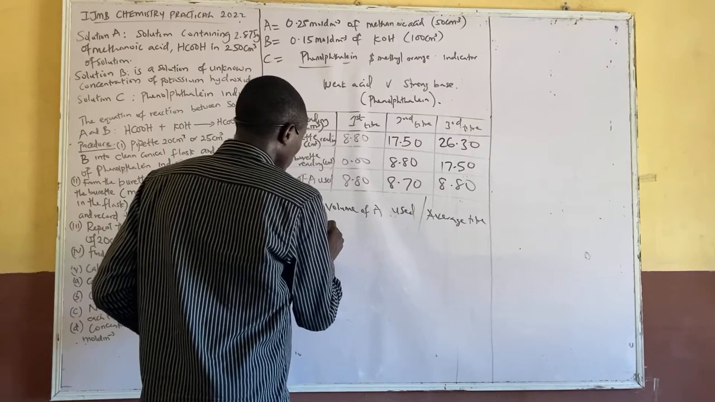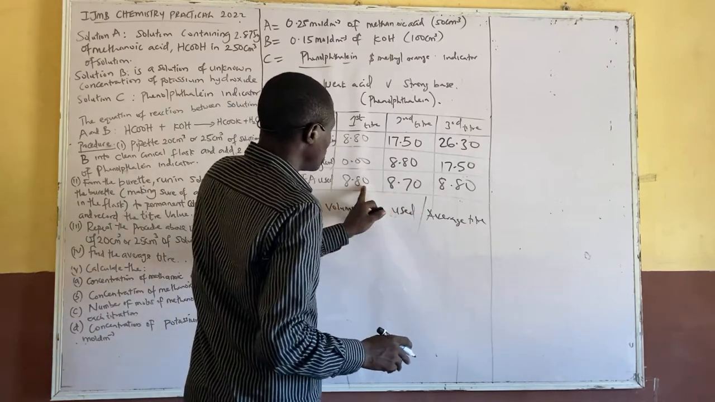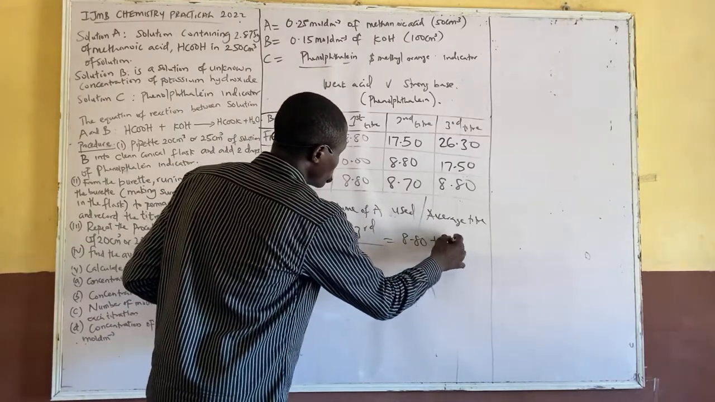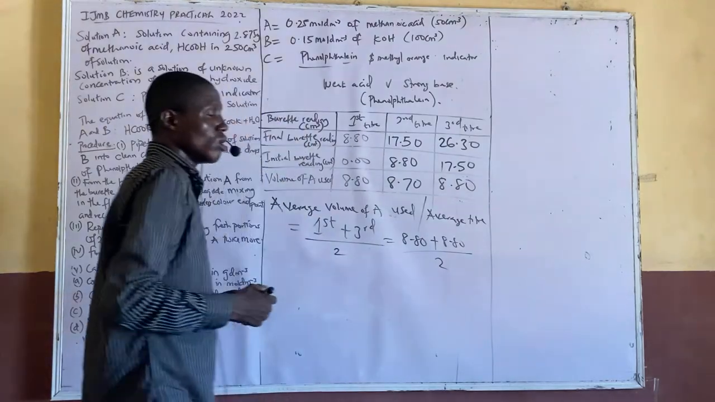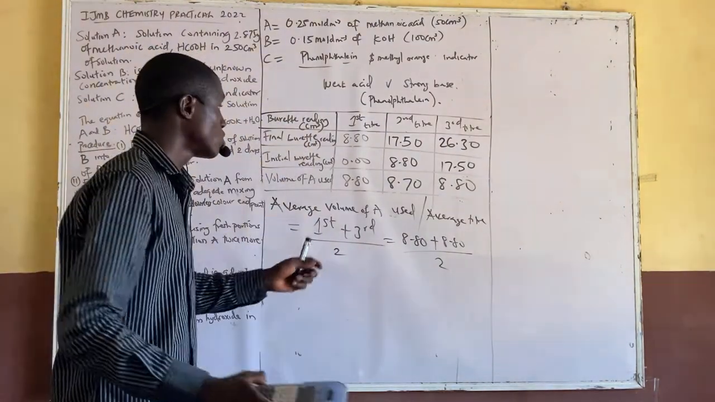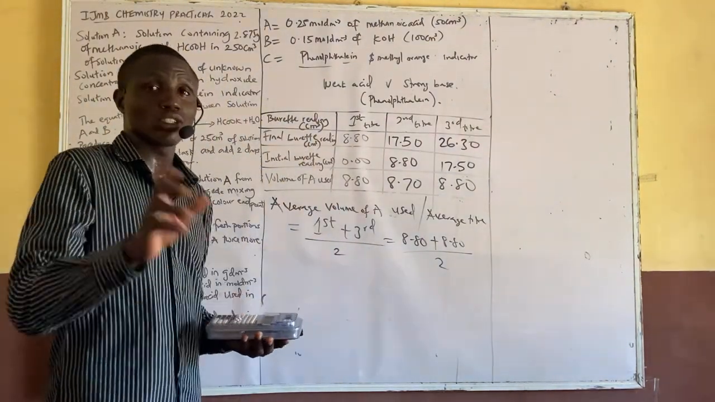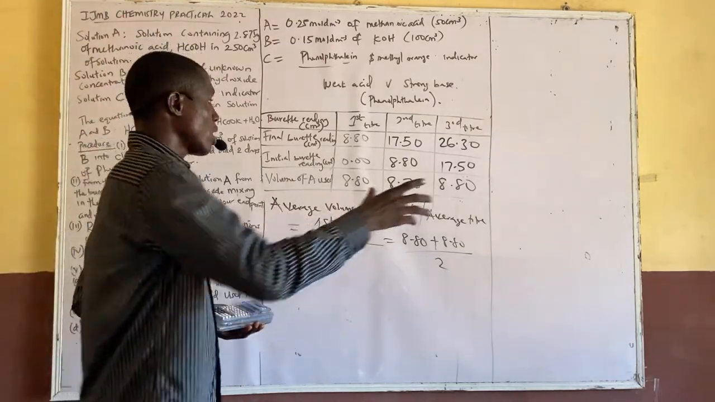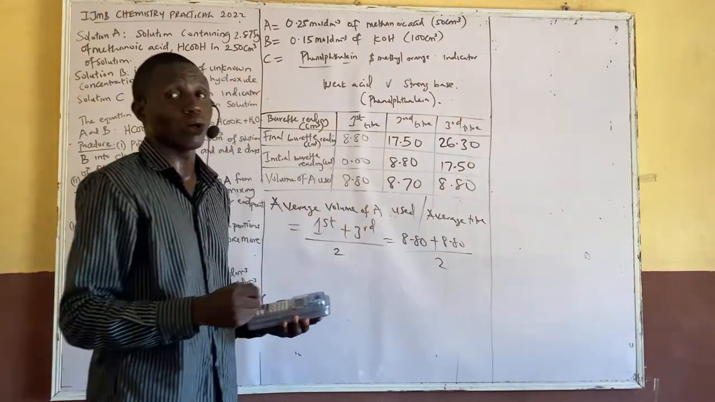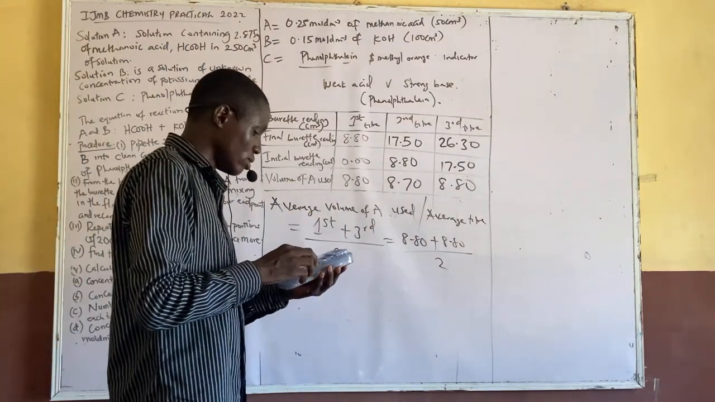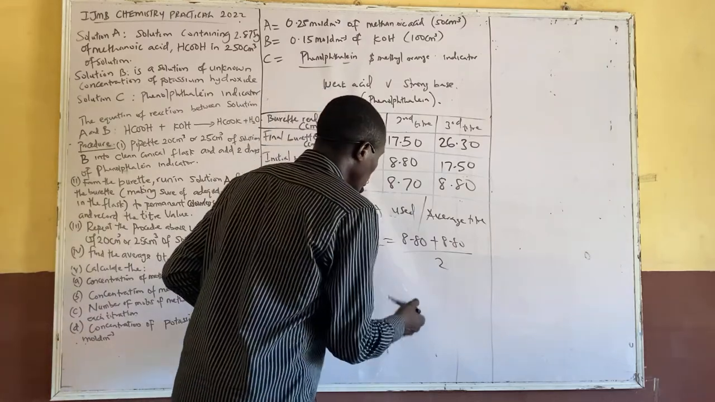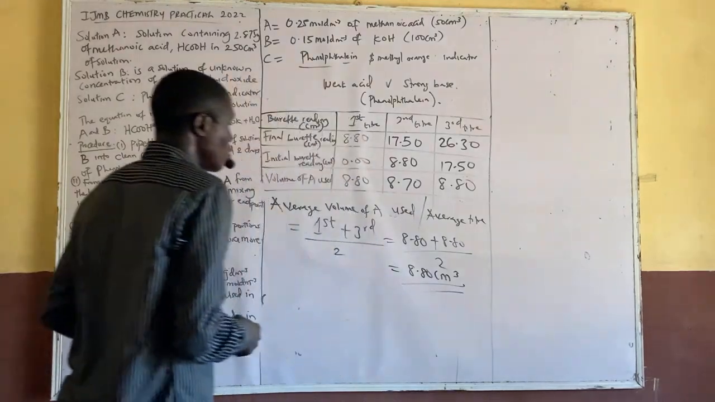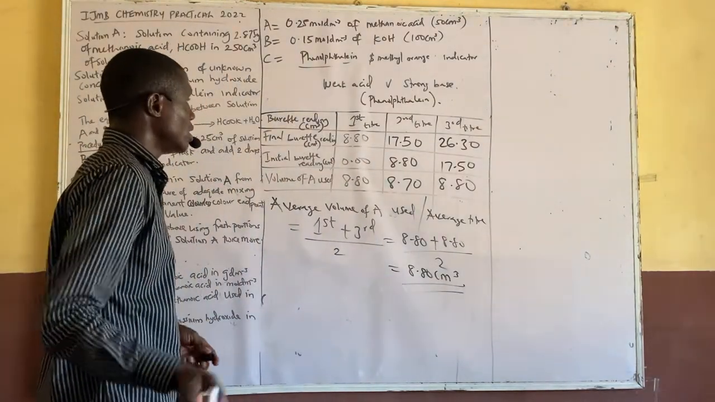Let me use the first and third. So we have 8.80 plus 8.80 divided by 2. Please don't confuse yourself with that. Use the concordant values. Just know that the difference must not be more than 0.1. So you can decide to use everything, or you can decide to use two. So now we have 8.8 divided by 2, and we have 8.8 centimeter cube for your volume of A used.